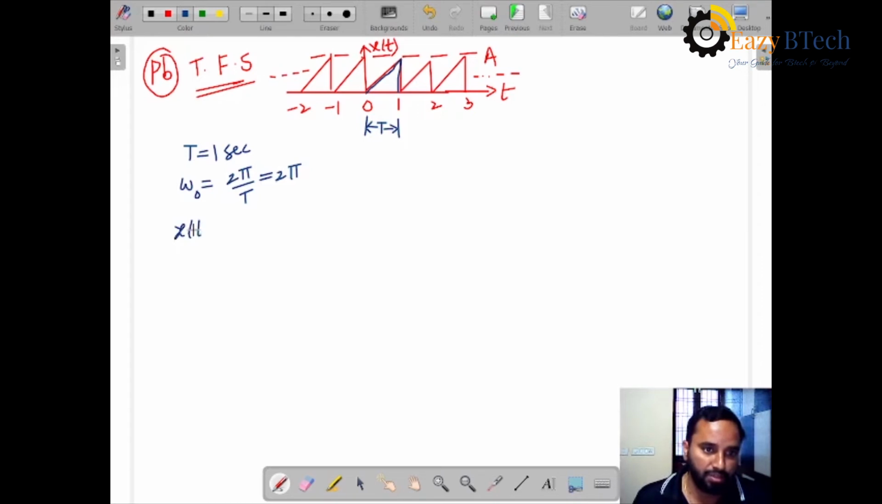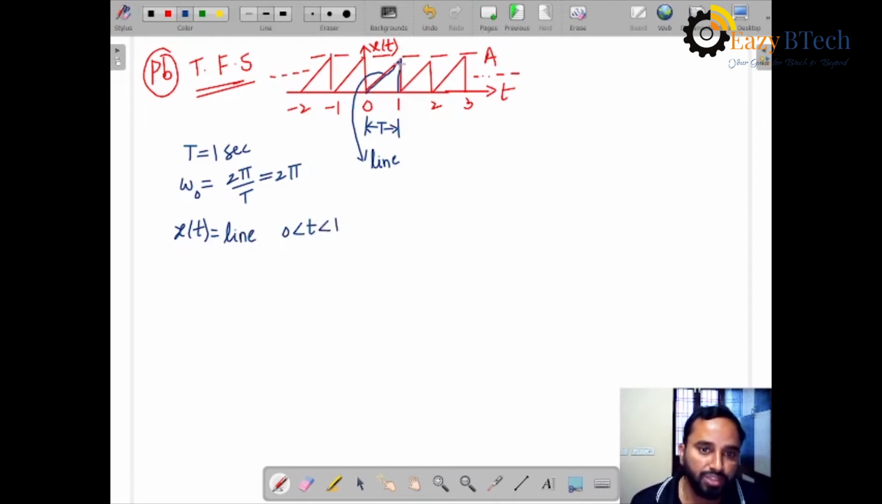The x of t expression or definition, according to the time period indicated. As per that time period interval, we need to write the expression of the given signal x of t. So if you observe x of t from 0 to 1, it is a line, right or not? It is a line, so we need to write the line equation for 0 to 1.